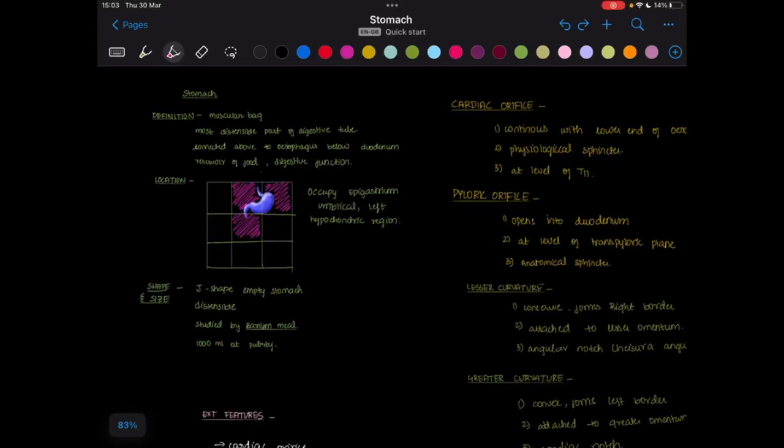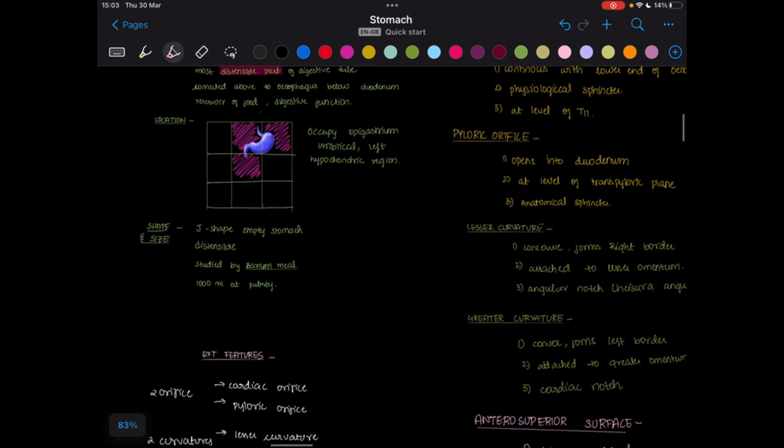Stomach. It is defined as a muscular bag and the most distensible part of the digestive tube, connected to the esophagus above and the duodenum below. And what is its function? It is digestive in function. It also stores food, acting as a reservoir of food, along with its digestive function.